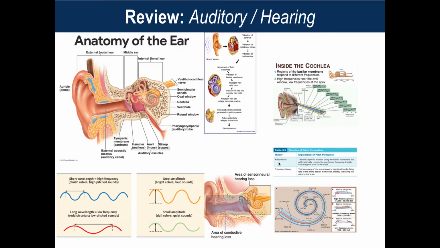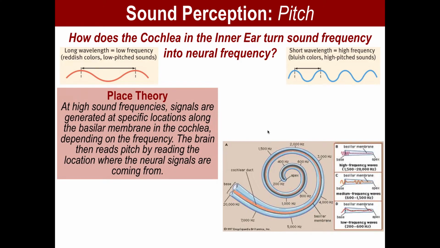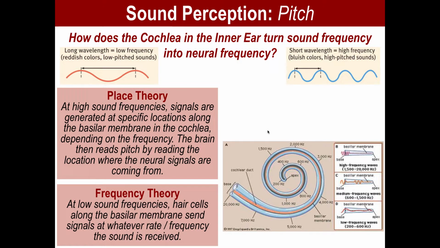And place theory: there's a specific location along the basilar membrane that will maximally respond to a particular frequency, thereby indicating the pitch to the brain. And frequency is basically how fast this is firing, which tells us the pitch of the sound. So there are two theories: where the sound is hitting in the ear will tell us the pitch, or how often the impulse is being sent will tell us. So that's the place theory and the frequency theory.